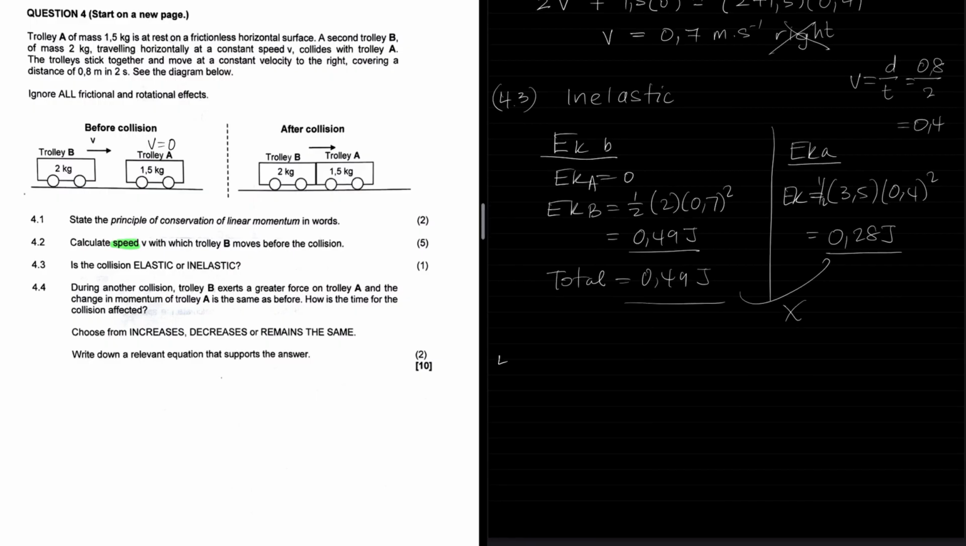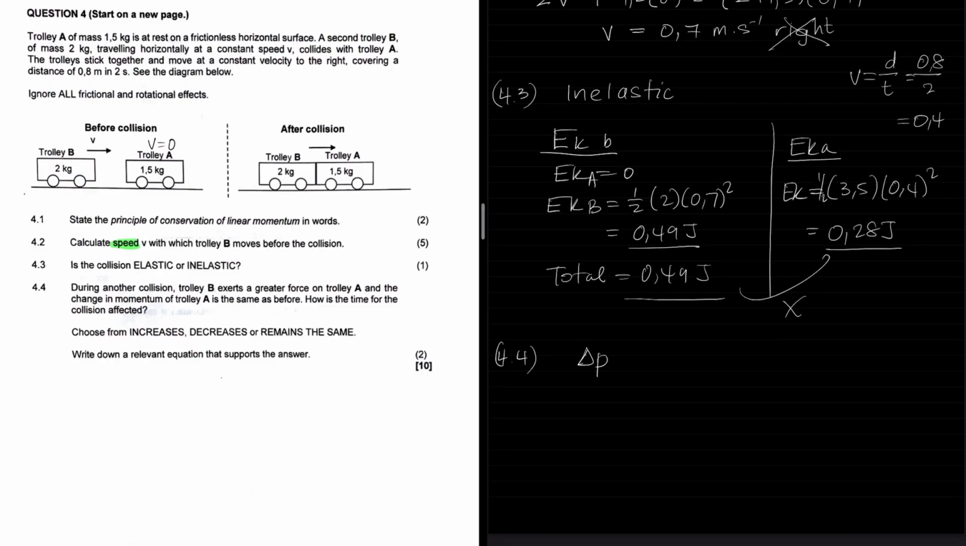And then moving on to the last question here. Question 4.4. During another collision, trolley B exerts a greater force on A and the change in momentum is the same. So delta P is constant. F net is increased. And they want to know how the time is affected. So they want to know time. Choose from increase, decrease, or remain the same.